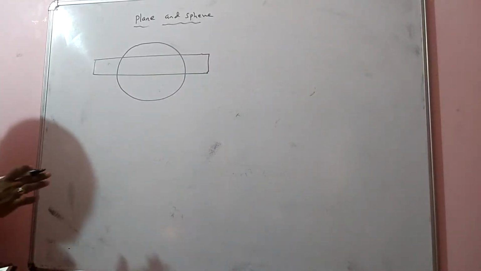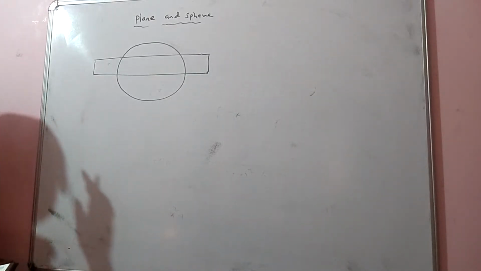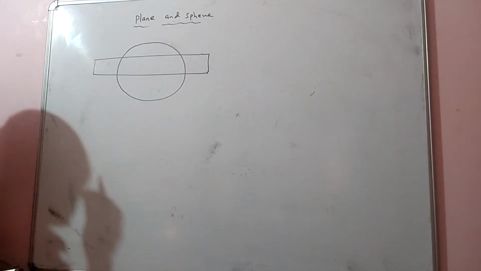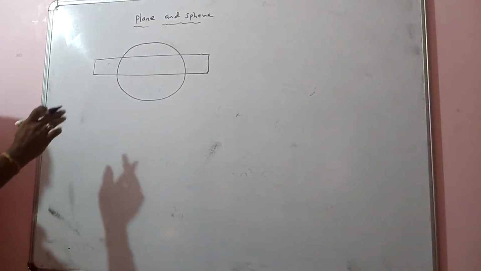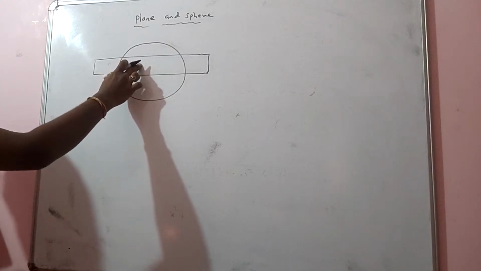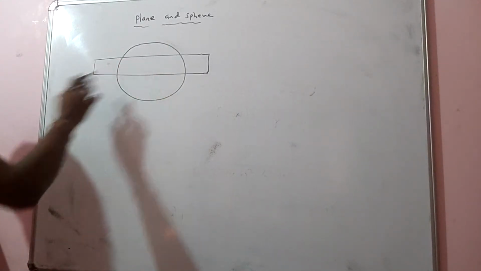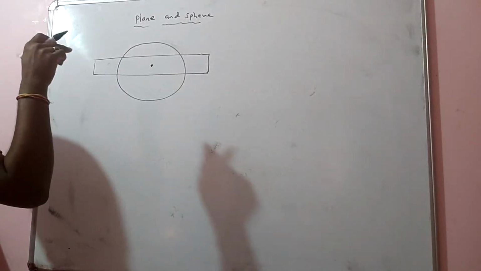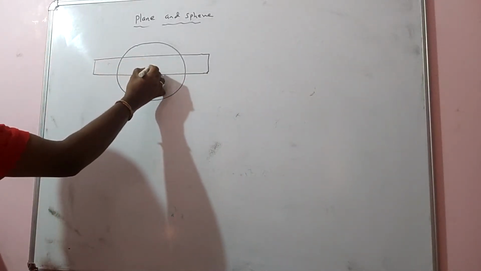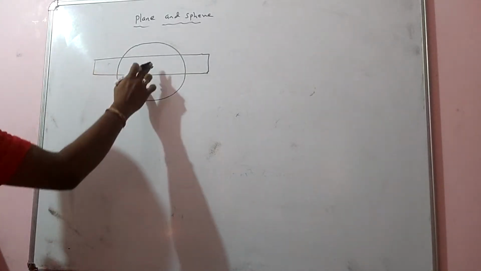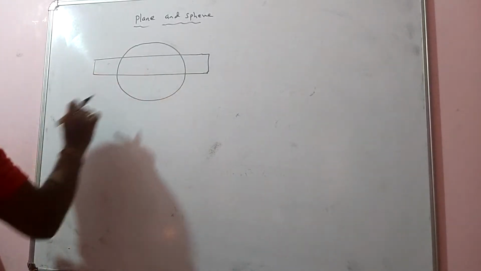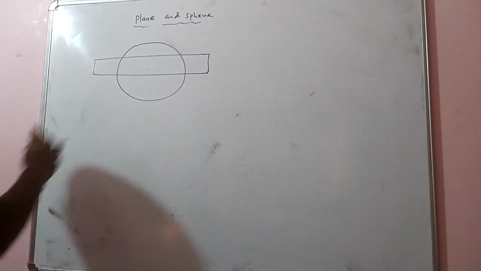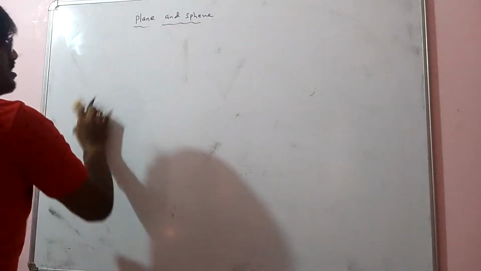I think a shadow is falling on the board, right? I have to check that. Yes, this is the sphere you have, and this is the plane you have. Suppose you want to find the center of the sphere. I'll change the diagram a little bit, then only you will understand the center of the sphere and the plane.